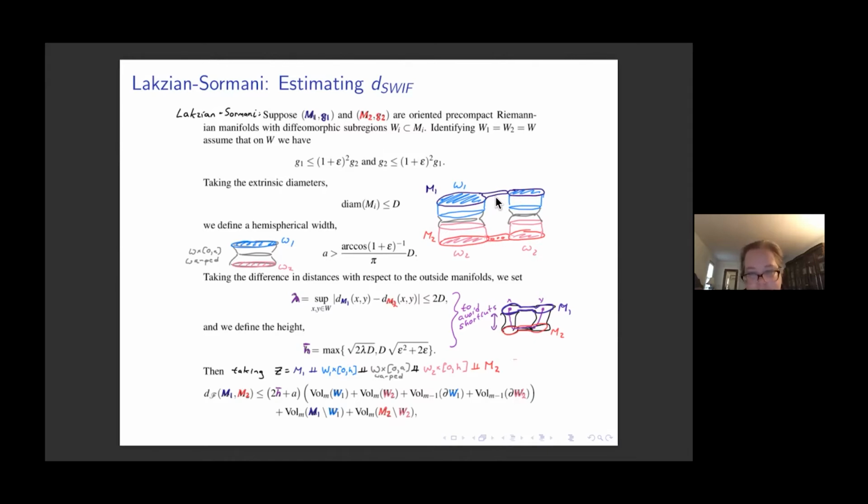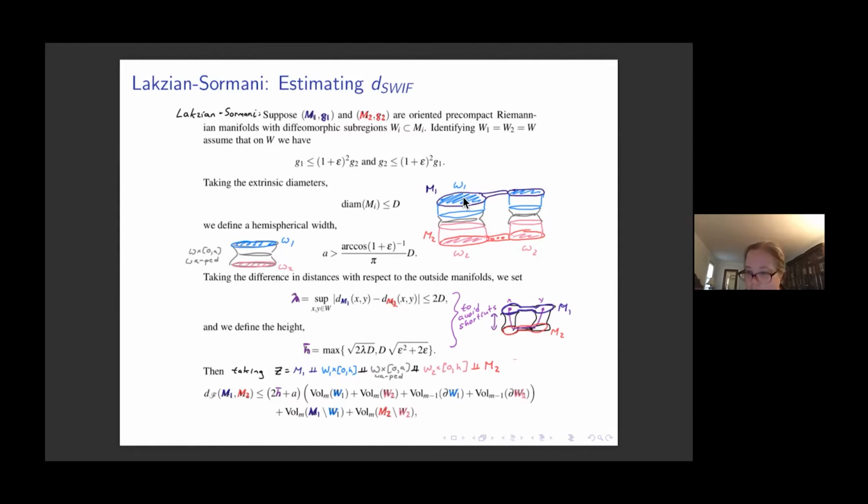To handle this problem, we decide that we will define a function lambda, which is the sup over x's and y's in W of the difference in the two distances. So the difference in the distance here in M1 between points in W and the distance measured in M2 between points in W. We're only checking the x and y's in W. We don't care about any other x, y's that are on the tunnels or on extra wells.